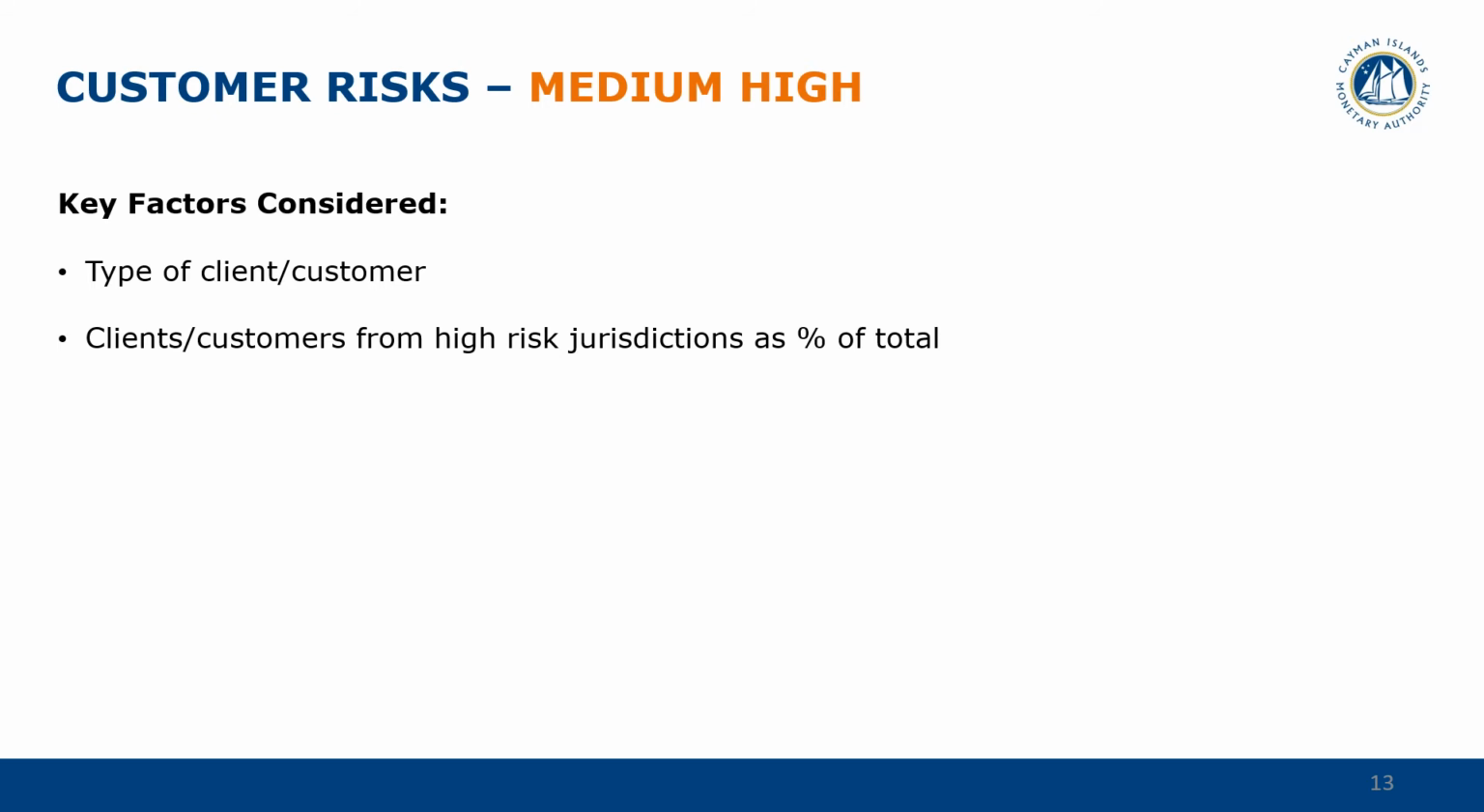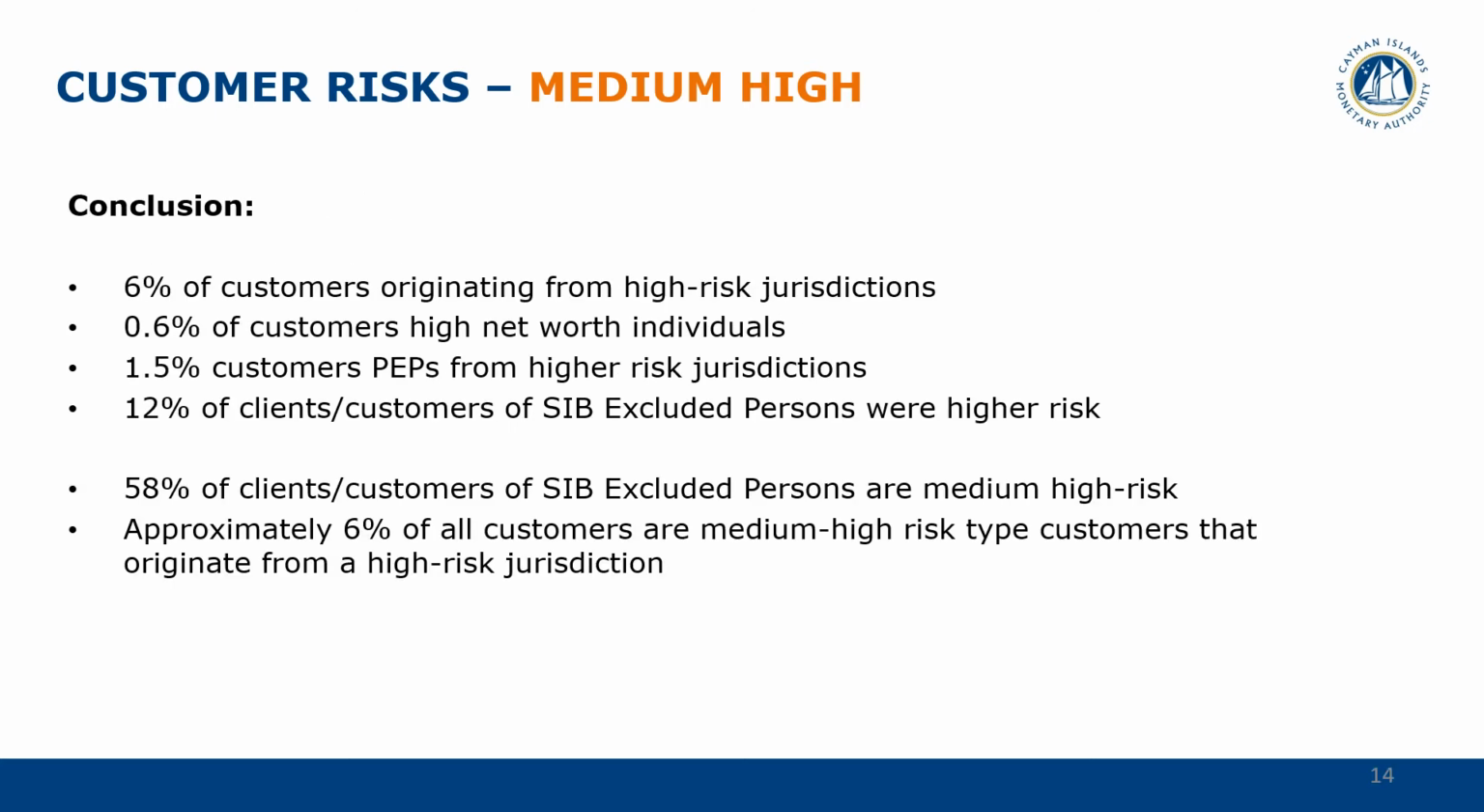So now looking at customer risk. This is really looking at the types of clients and customers and the geographical background of those clients and customers. Are they, for example, from high risk jurisdictions, and what percentage of the total? So the data on customer risk showed that 6% of customers originated from high-risk jurisdictions, and of those, 0.6% were high net worth individuals. 1.5% of customers were PEPs from higher risk jurisdictions, and in total 12% of the clients and customers of CbP excluded persons were in categories of higher risk.